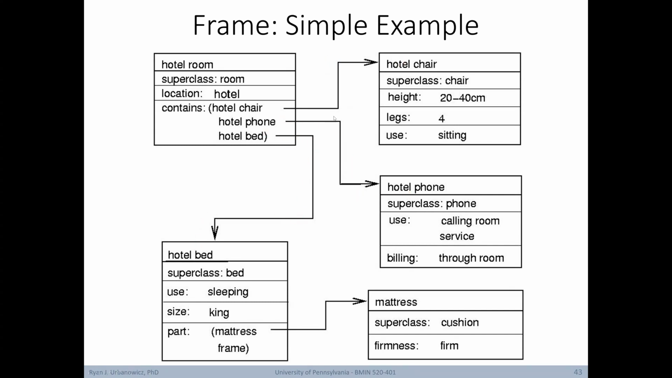Let's hone in on one as an example. In this case, hotel chair. The superclass of hotel chair is chair. Additionally, the hotel chair is given a default range of heights from 20 to 40 centimeters. A hotel chair also has the property of having 4 legs and a use of sitting. We can see how this frame captures what might be a whole grouping of relationships in a semantic network.